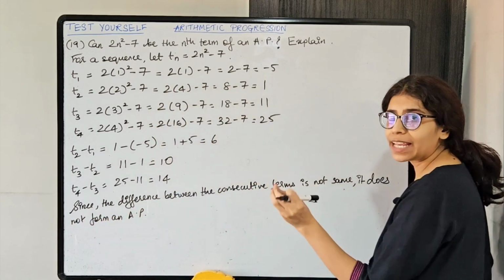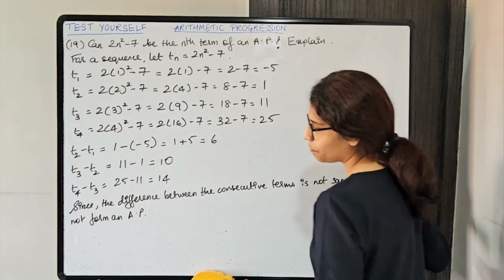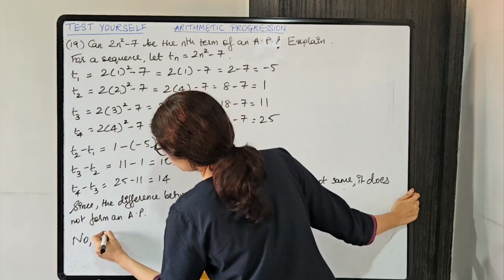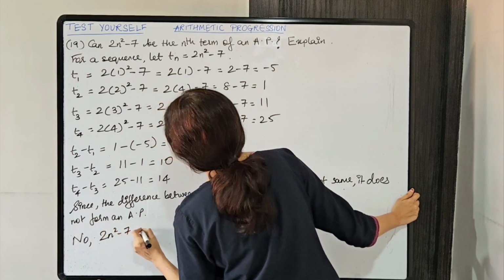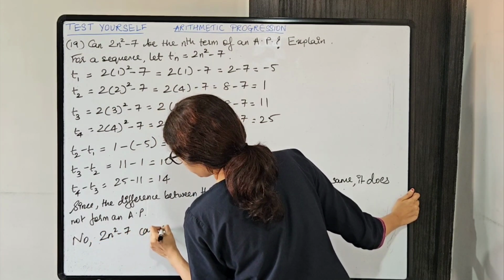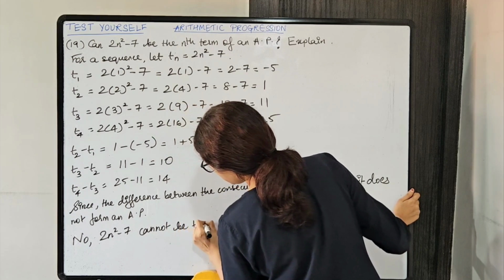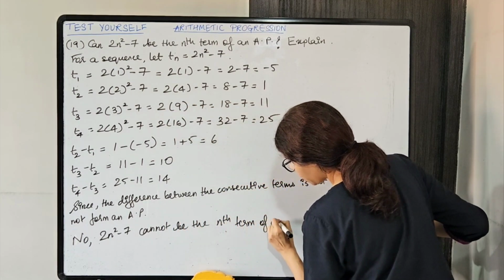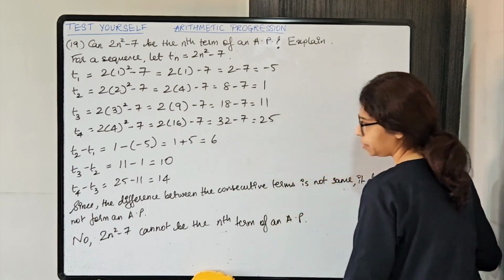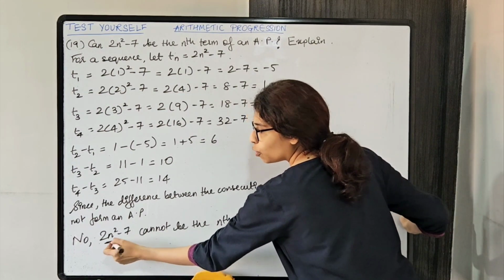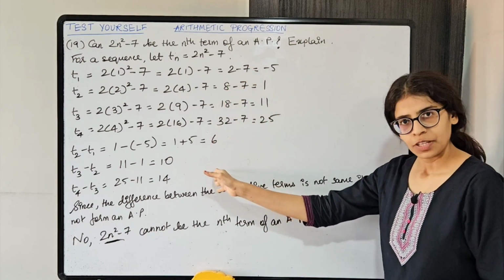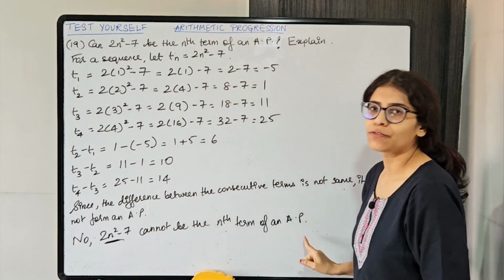सो फाइनल स्टेटमेंट लिखेंगे नो 2n square minus 7 cannot be the nth term of an AP. ये जो फॉर्मूला दिया है वो एप्लीकेबल ही नहीं है टू फॉर्म एन AP. Okay, so don't forget this final statement.